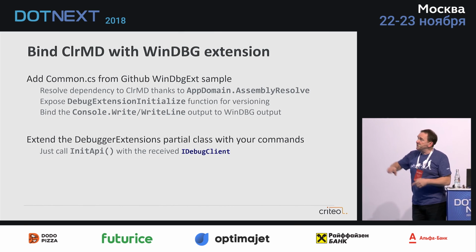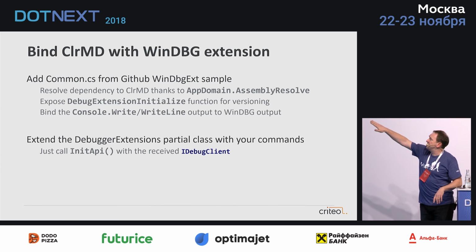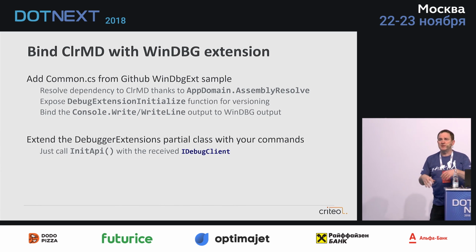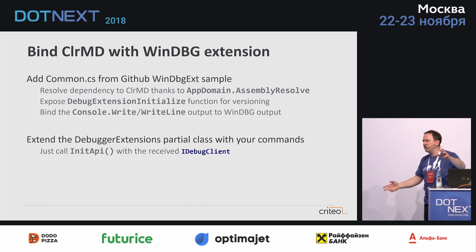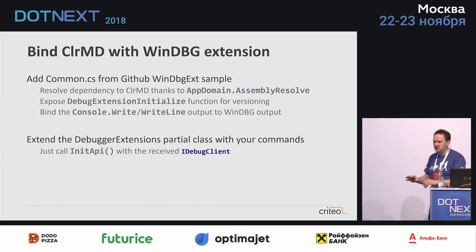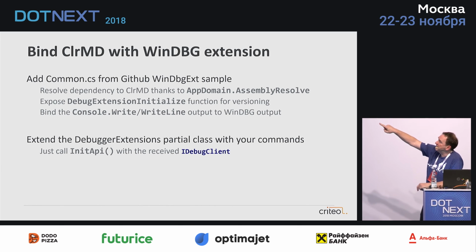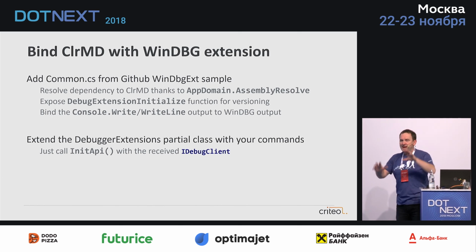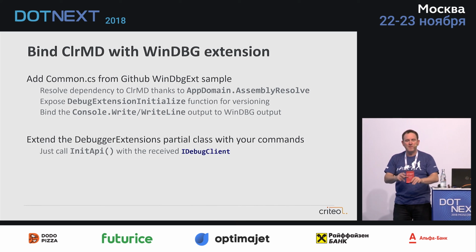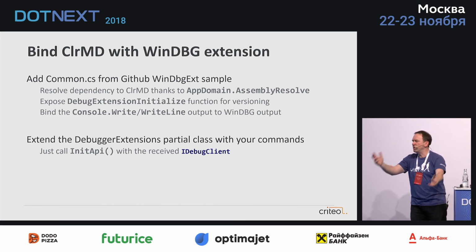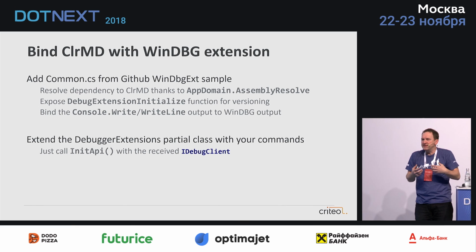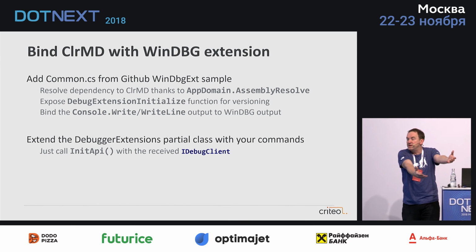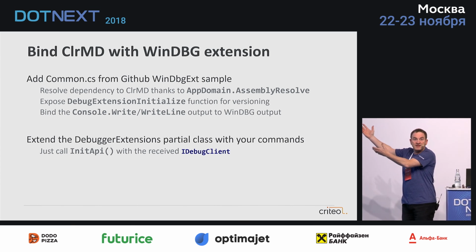The second thing is very implementation specific. It's the debug extension initialize method. It's something that is called for every extension, and provides some versioning. We don't really care. We'll never see it again. The last part is something that puzzled me at the beginning, because I was thinking, okay, I will write my code in C#, magically it will run inside WinDbg, but how can I send information to WinDbg? I don't get any interface, nothing.